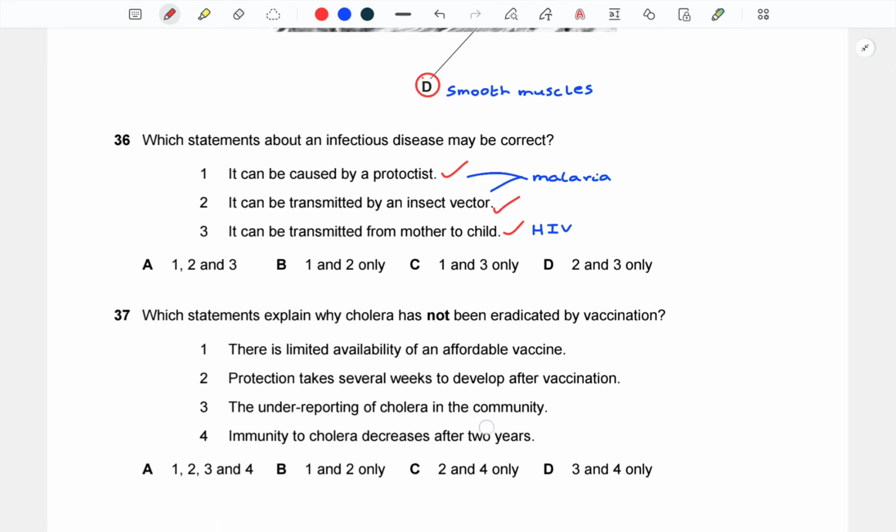36. Which statements about an infectious disease may be correct? It can be caused by protoctists, that is correct. It can be transmitted by insect vector, that is correct. An example of both of these is basically malaria. It can be transmitted from mother to child, that is also correct. An example of this is HIV. So for 36 we've got A.